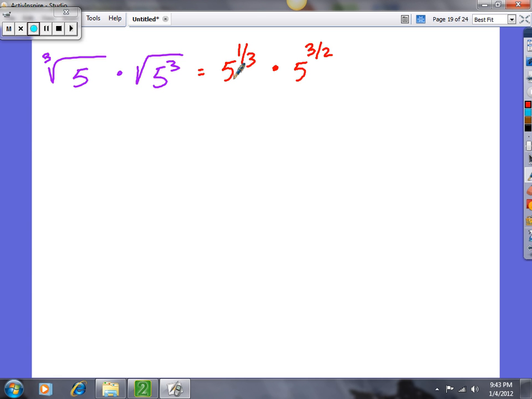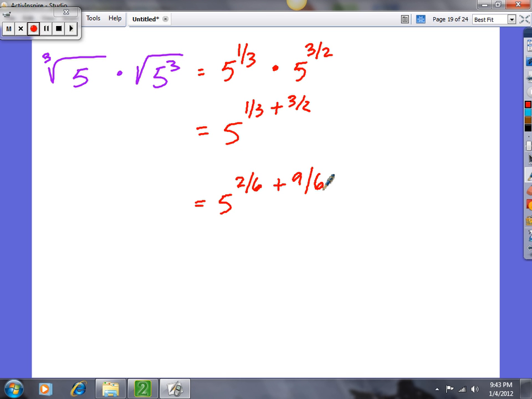Now, when you're multiplying powers with the same base, you just keep the base. So if the base is 5, keep the base, and you add your exponent. So 1/3 add 3/2. And you can't add fractions unless you've got a common denominator. So what's the least common multiple of 3 and 2? You're going to have to change them both into sixths. So how many sixths is 1/3? 2/6 is 1/3 plus 9 sixths.